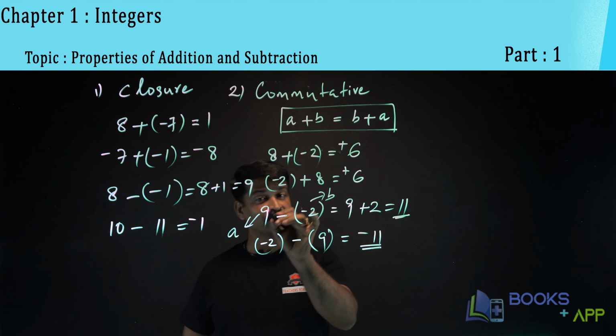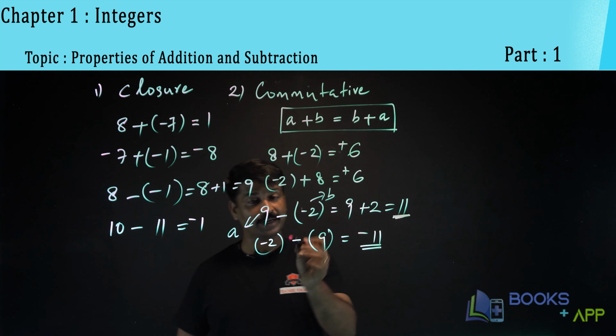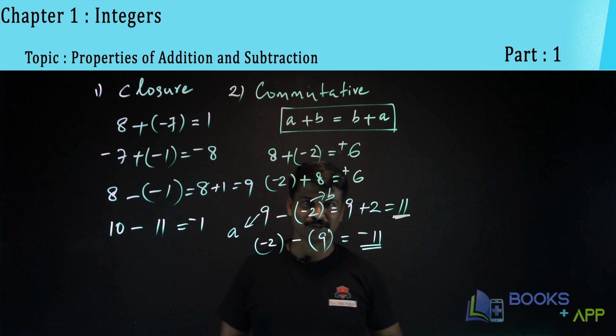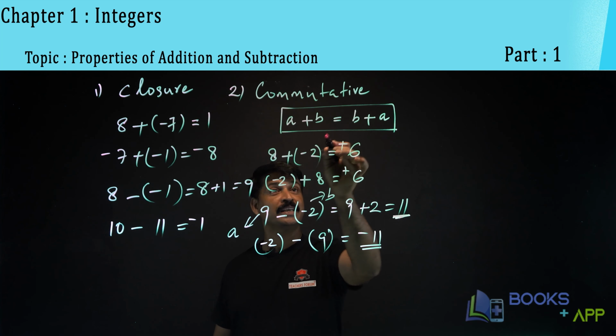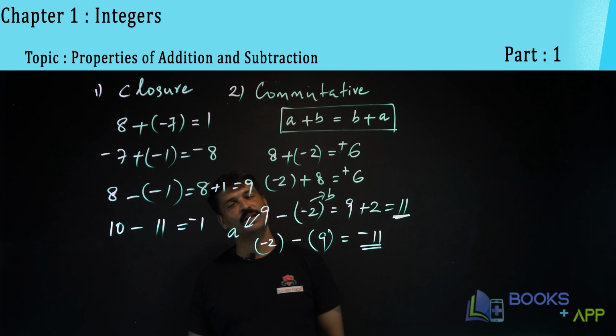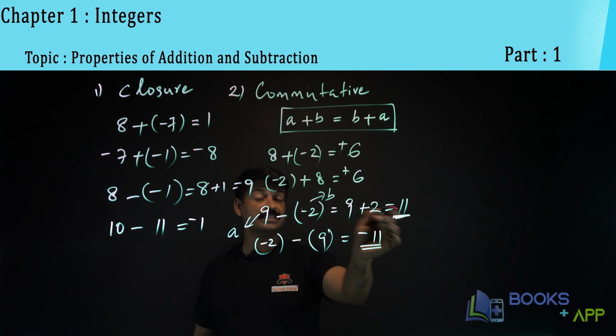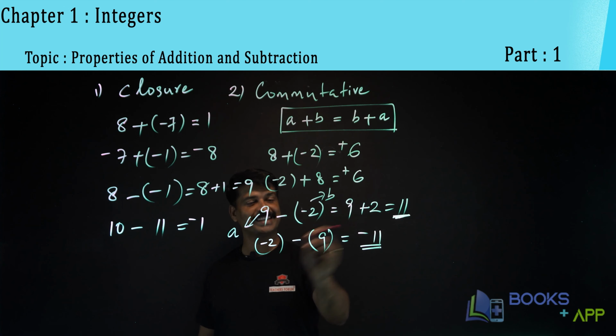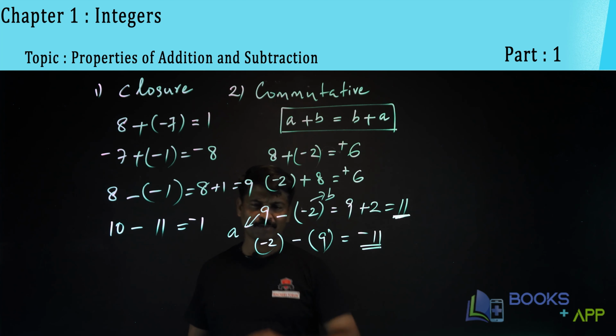Yes, what do you see? See, a minus b is 11, but what is b minus a? That is minus 11. So can you say that a minus b is equal to b minus a? No, you cannot say, because a minus b is 11, but b minus a is minus 11. Let us take one more example.